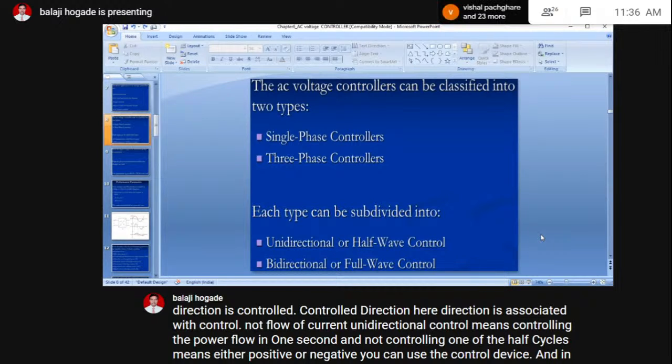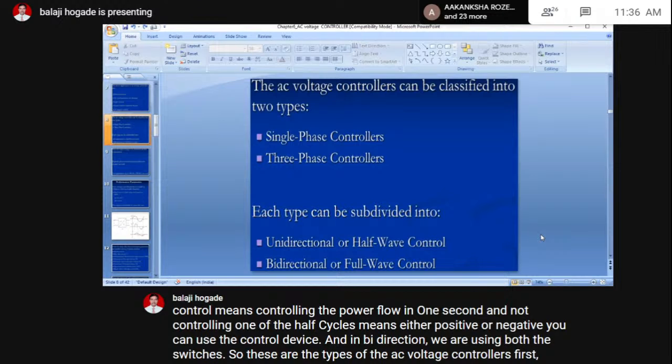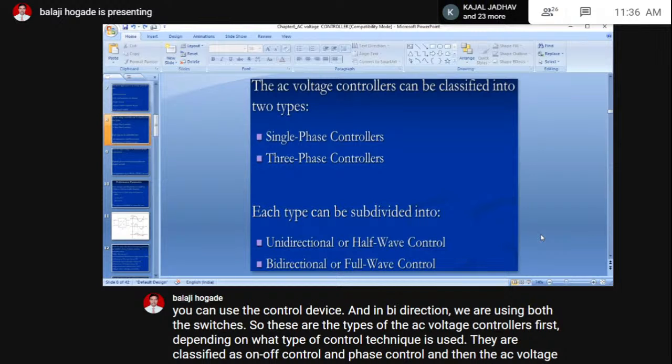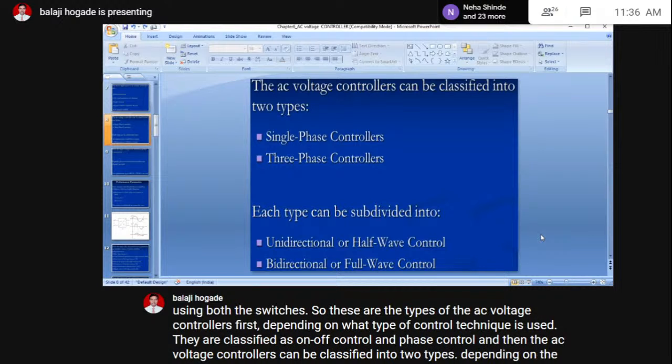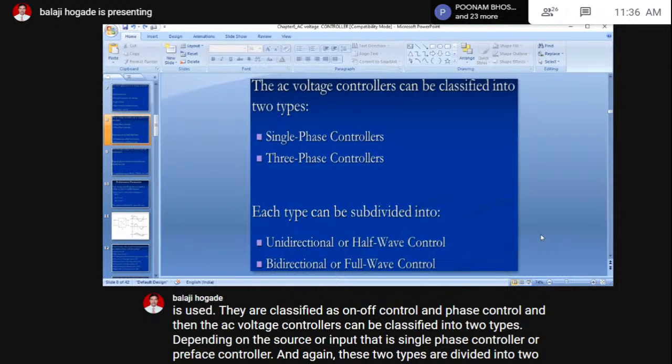So these are the types of AC voltage controllers. First, depending on what type of control technique is used, they are classified as on-off control and phase control. Then the AC voltage controllers can be classified into two types depending on the source or input, that is single phase controller or three phase controller. And again these two types are divided into two subtypes, unidirectional or bidirectional, or half wave and full wave control.